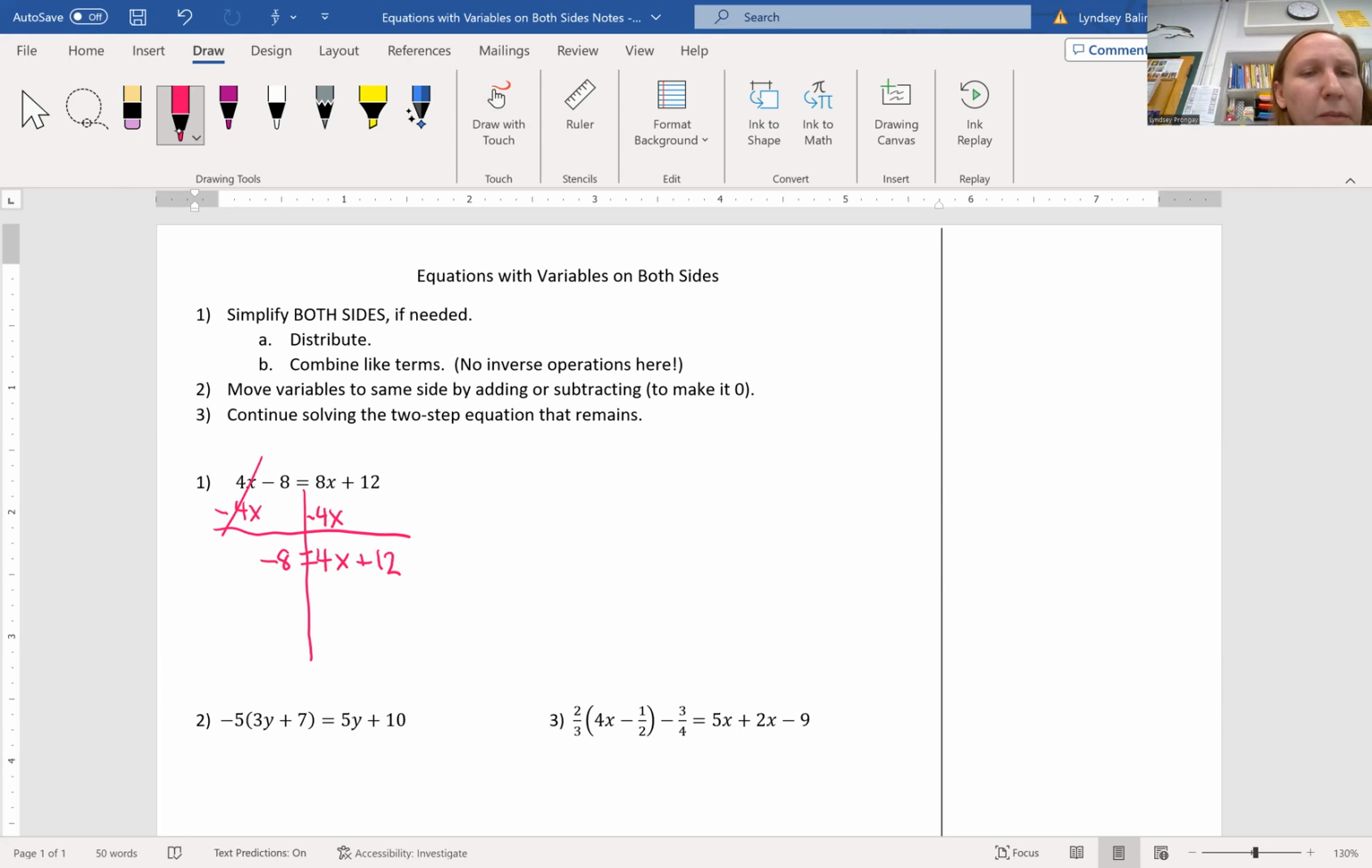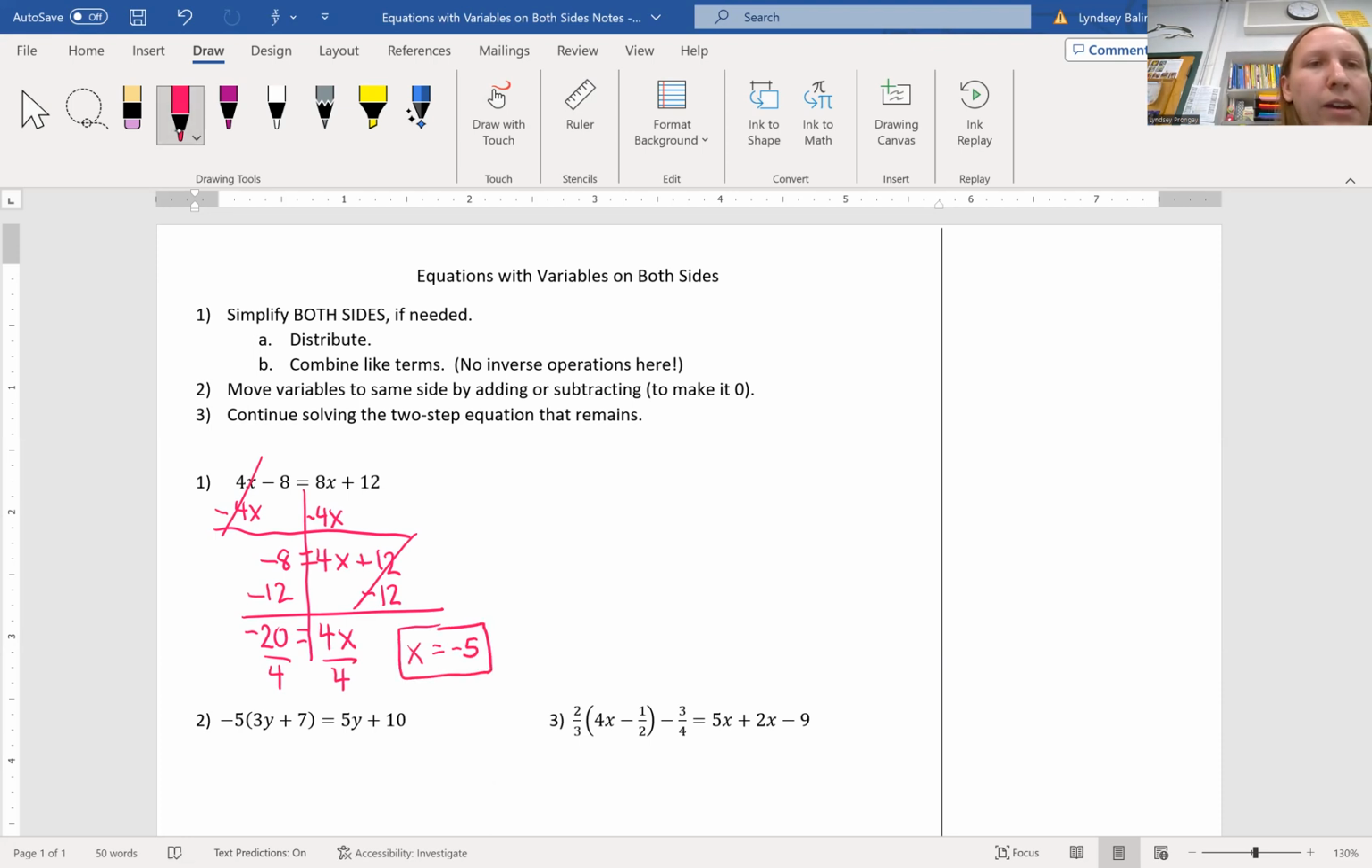Okay, so my x's are on my right-hand side. I need to get rid of that 12 next. So I'm going to subtract 12 to make that 0. We get negative 20 equals 4x. And now in this last step, we do have that multiplication that we need to get rid of by doing the opposite and dividing. And we should get that x equals negative 5.